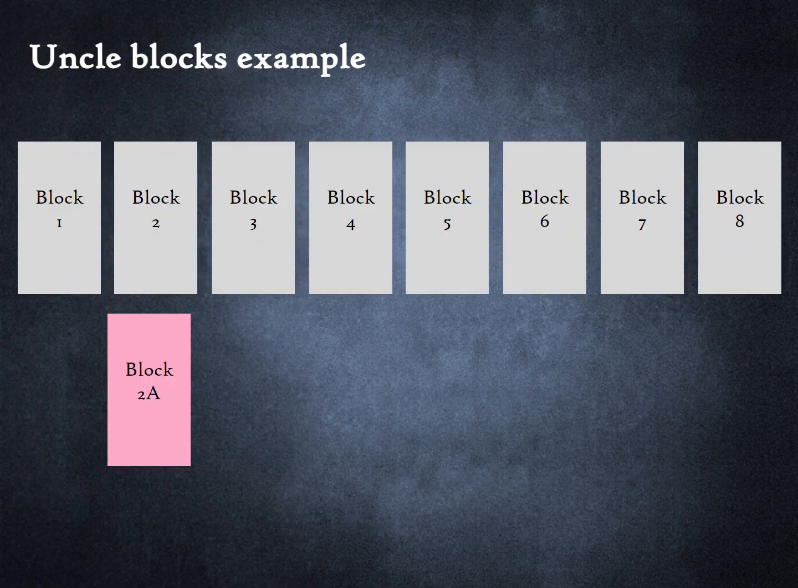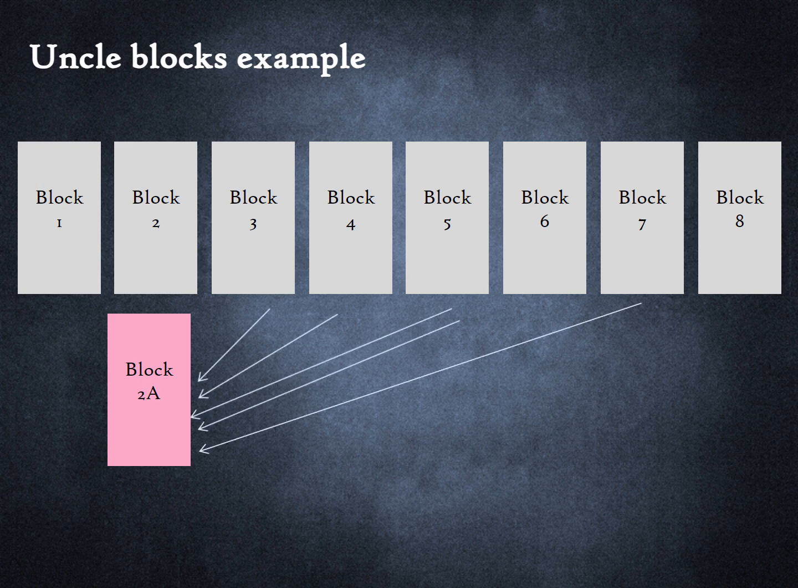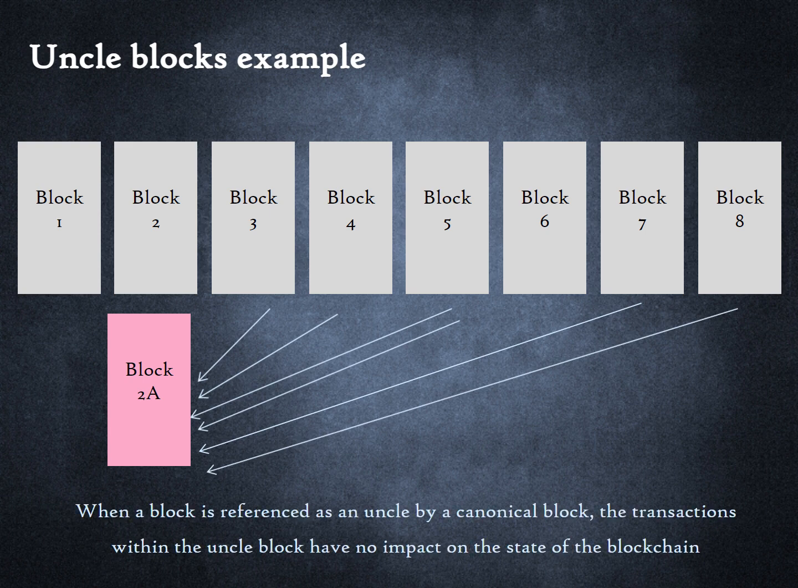Consider a canonical chain consisting of 8 blocks. The fork occurred at block 1, when block 2A was mined. This stale block can be referred to as an uncle block by a canonical block up to 6 blocks from the point the fork was created. In other words, block 3, 4, 5, 6, 7 and 8 can refer to block 2A as an uncle.